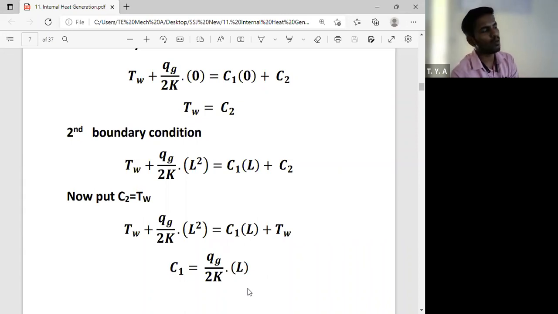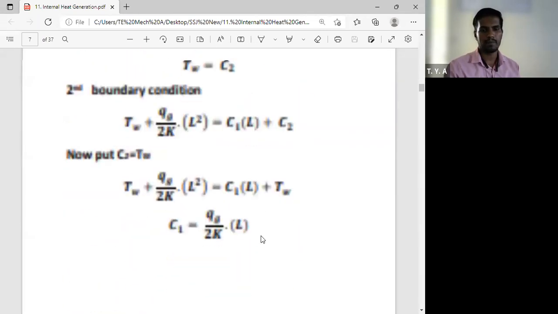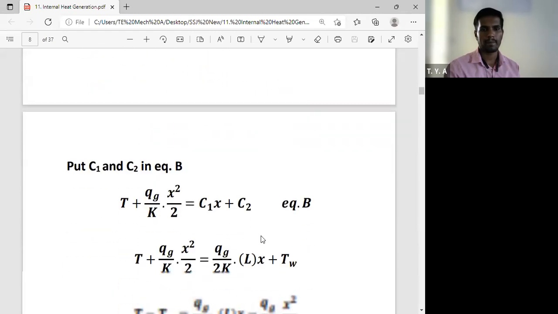Because TW will cancel. Whatever is on the left hand side and the right hand side, TW is there, so therefore that term will be cancelled. C1 and C2, we have to put those values again in that same equation. Whatever the values of C1 and C2, we have to put those values into equation B.